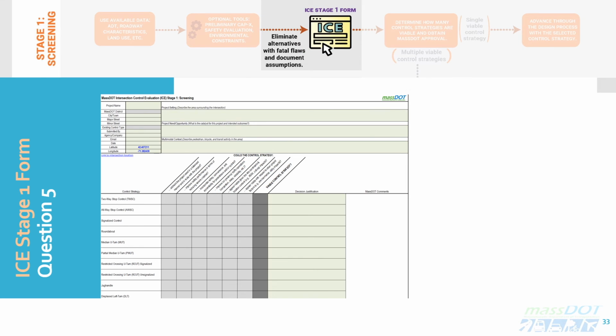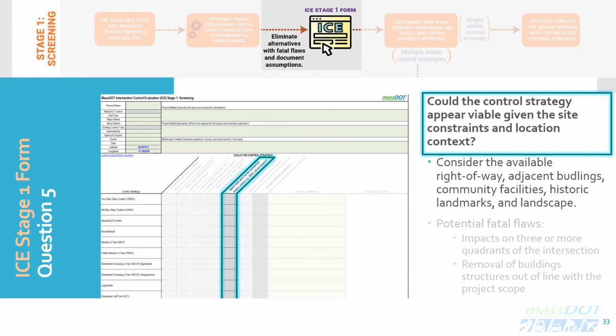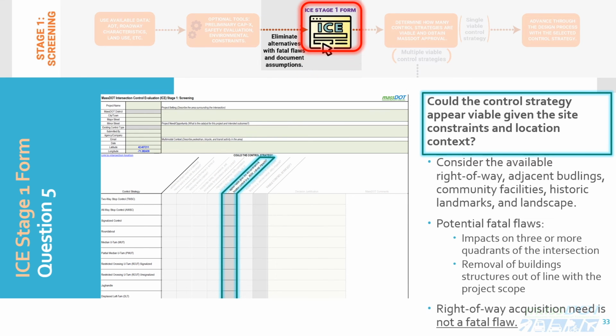The fifth question on the ICE Stage 1 form reads, could the control strategy appear viable given the site constraints and location context? For example, a median U-turn is not viable at a location with no median and no space to construct one. A control strategy could be fatally flawed if the right-of-way acquisition is not proportional to the project's purpose and need. Acquiring right-of-way for a control strategy is not necessarily a fatal flaw.